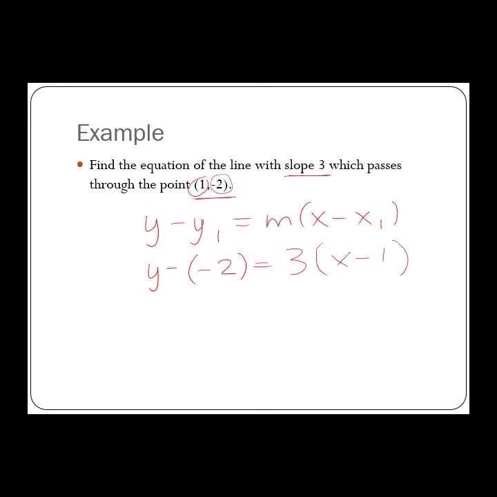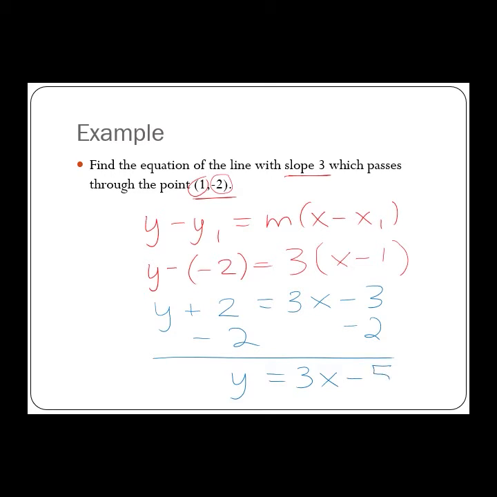Now we're going to clean this up. Typically, clean this up means put it in slope-intercept form. So this is y plus 2, minus minus is a plus. We're going to distribute over on this side. We can subtract 2 from both sides. So we get y equals 3x minus 5. So the line with slope 3 that passes through the point 1, negative 2 is actually this line, y equals 3x minus 5.